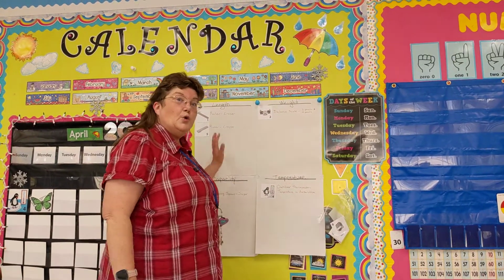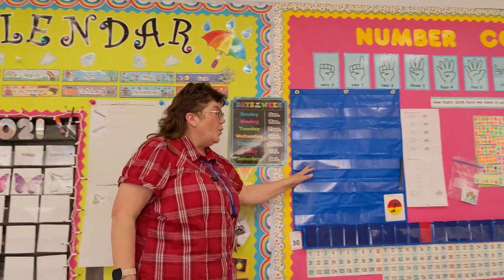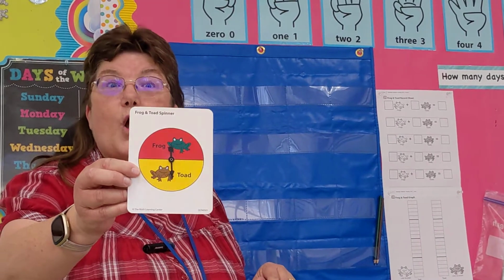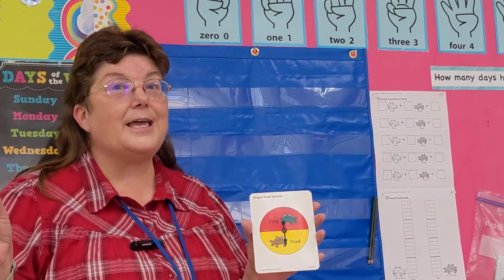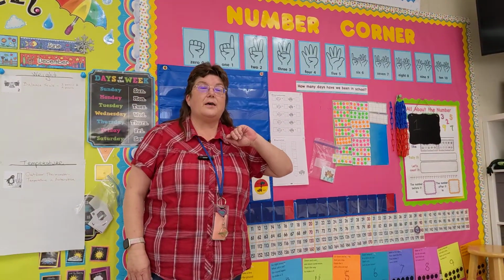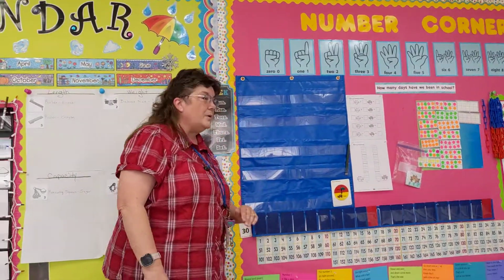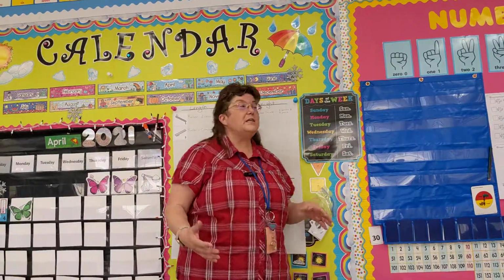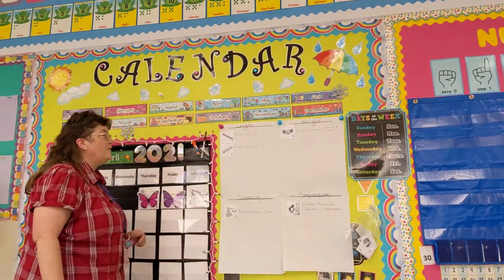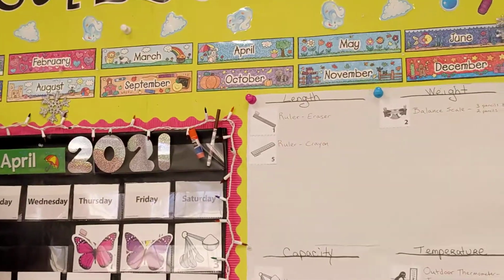We have a new observation chart this month. We have a new class collection. We are collecting toads and frogs. Last month we collected lions and lambs. Now it's toads and frogs. We have our days in school. We have our number line chart, but we have a whole bunch of things to talk about with this new chart. But first, let's start and figure out what month we are in.